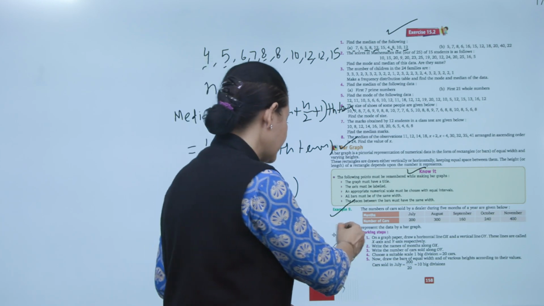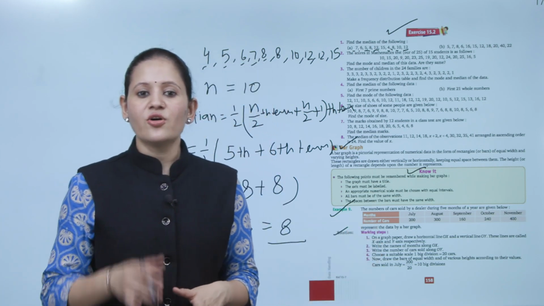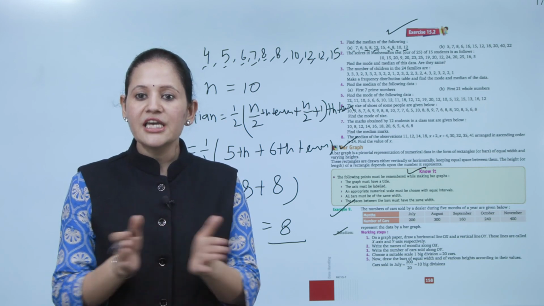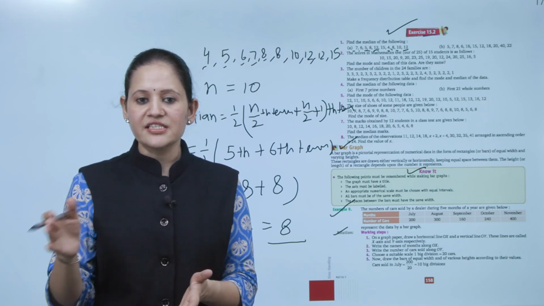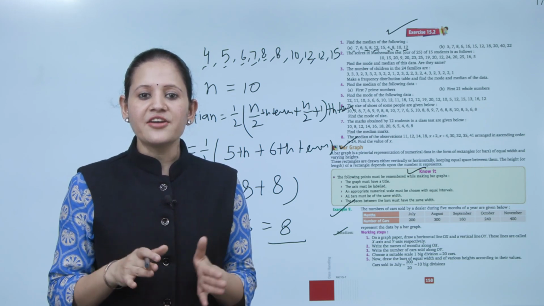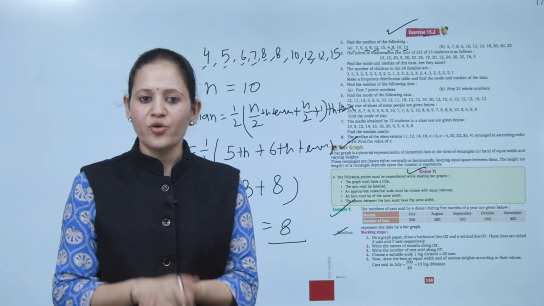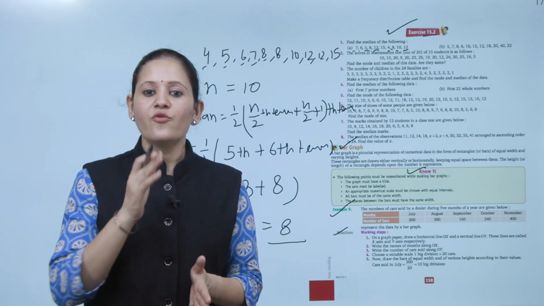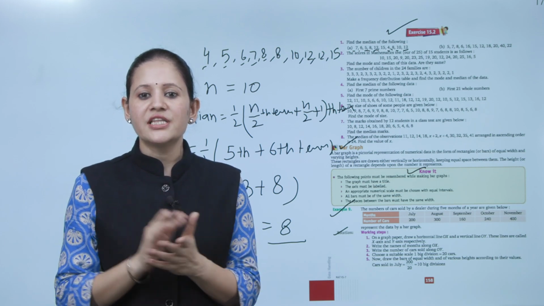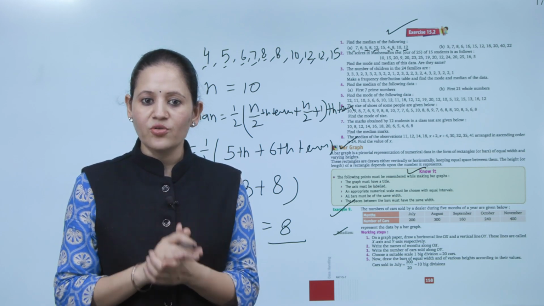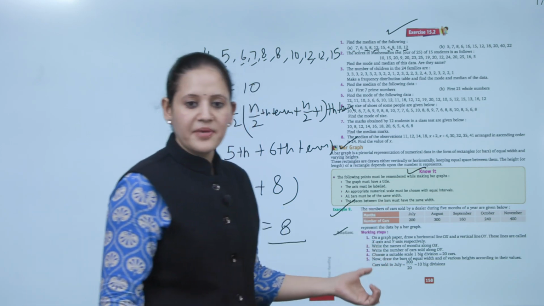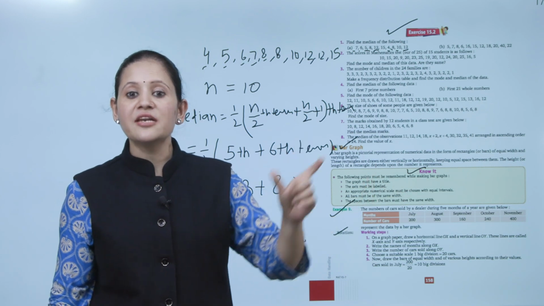Solution. Working steps are: on the graph paper, draw the horizontal line OX and the vertical line OY. These lines are called the x-axis and y-axis respectively. Write the names of the months along the OX axis and write the number of cars sold along the y-axis. Choose a suitable scale. One big division is equal to 20 cars. Now draw the bars of equal width and varying height according to the values. So cars sold in July, that is 200 divided by 20. So that is equal to 10 big divisions.